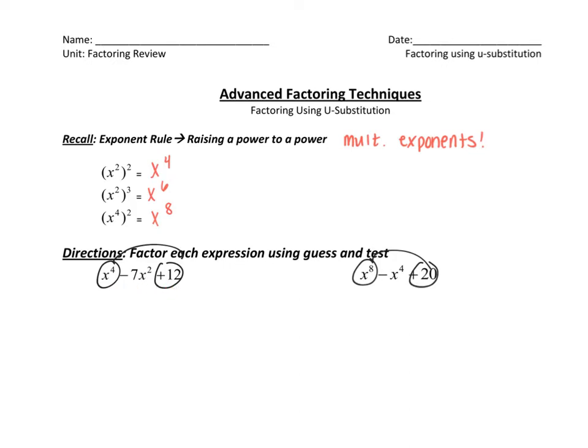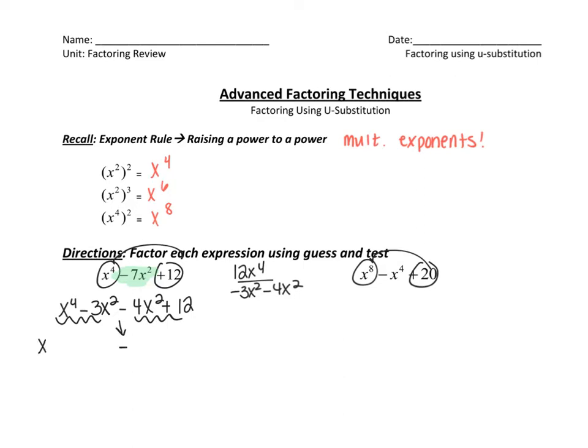So we'll go ahead and keep down the x to the 4th, bring down the 12, and the factors of 12x to the 4th that add to this negative 7x squared are negative 3x squared and negative 4x squared. So I'm going to go ahead and fill the middle with negative 3x squared and negative 4x squared.